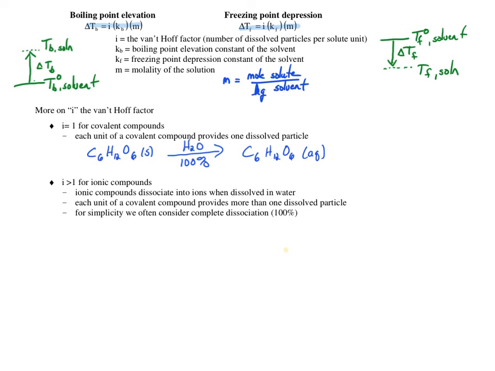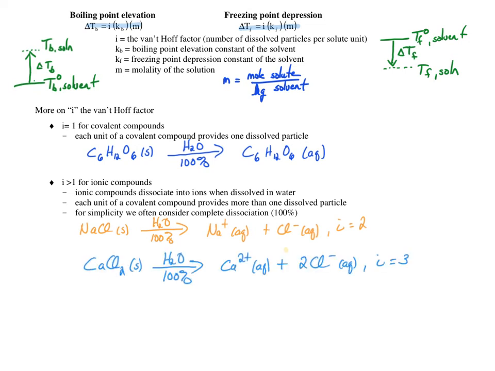In ionic compounds, i is going to be greater than 1, and that's because ionic compounds dissociate into ions when they're dissolved in water. For example, if we had sodium chloride, a solid, we put it in water. Because it's an ionic compound, it's going to dissociate into its component ions. In this case, sodium chloride is going to go to sodium plus ions and chloride ions. Thus, each unit of sodium chloride, if dissolved and dissociated completely into ions, is going to produce 2 particles in solution.